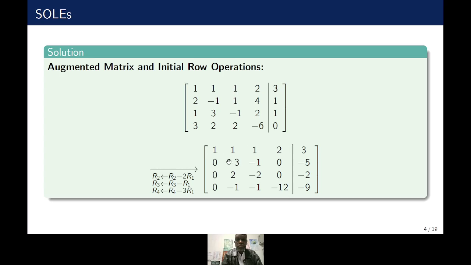Row 1 remains as this, but the new row 2 is obtained by doing this operation. The new row 3 is obtained by doing this row operation, and the new row 4 is obtained by doing this. So how do you perform this operation? For the first one, you take whatever you have in row 2 and subtract 2 times the corresponding element in row 1. So to get this element here, you take minus 1, then subtract 2 times 1. So you end up with minus 3.